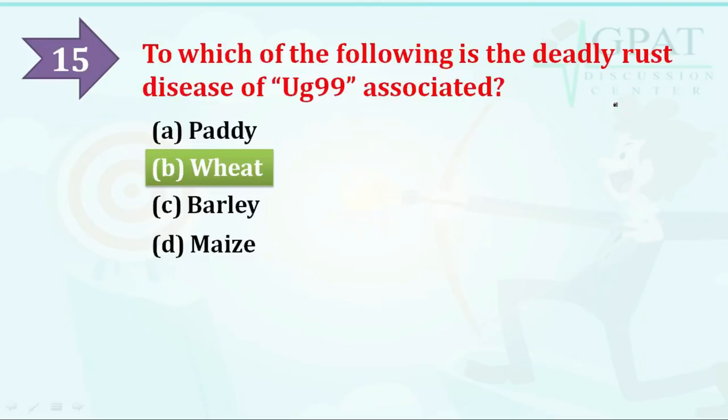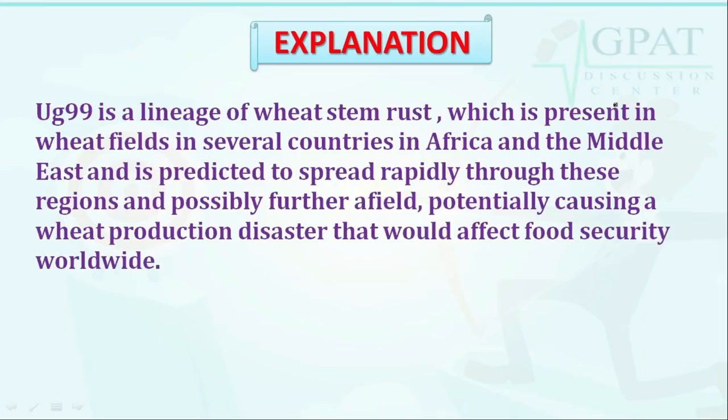Here we have just an explanation, students, that UG99 is a lineage of wheat stem rust, which is present in wheat fields in several countries in Africa and the Middle East, and is predicted to spread rapidly through these regions and possibly further afield, potentially causing a wheat production disaster that would affect food security worldwide.